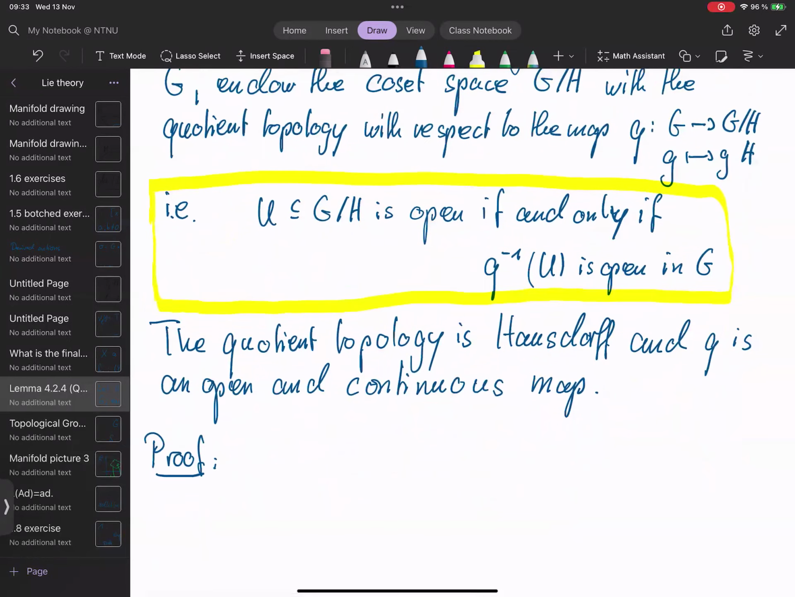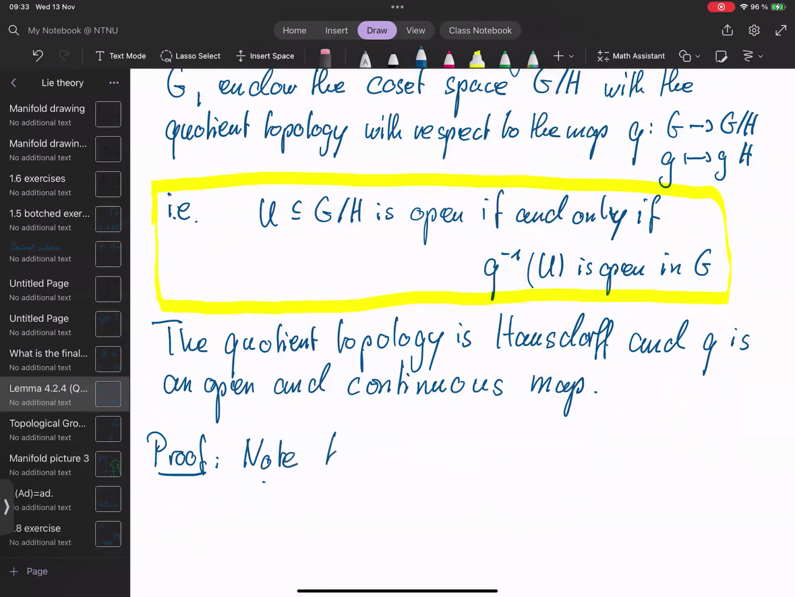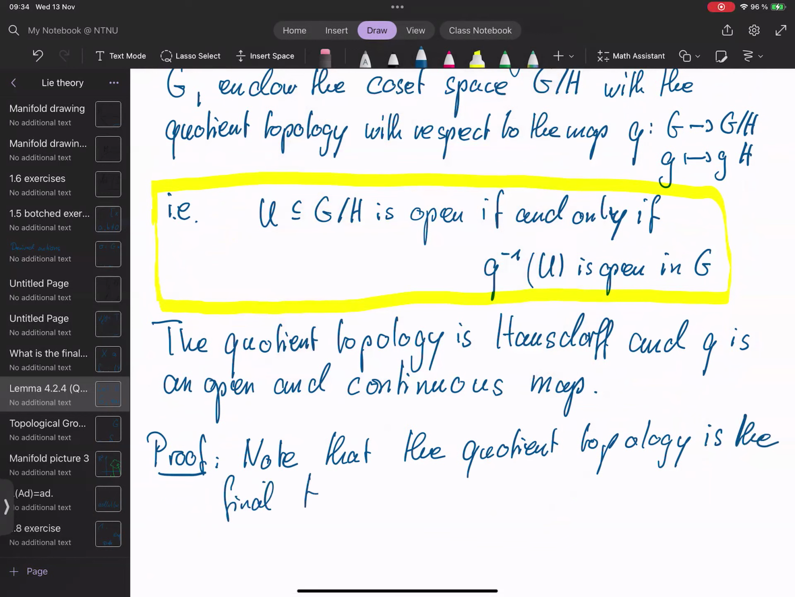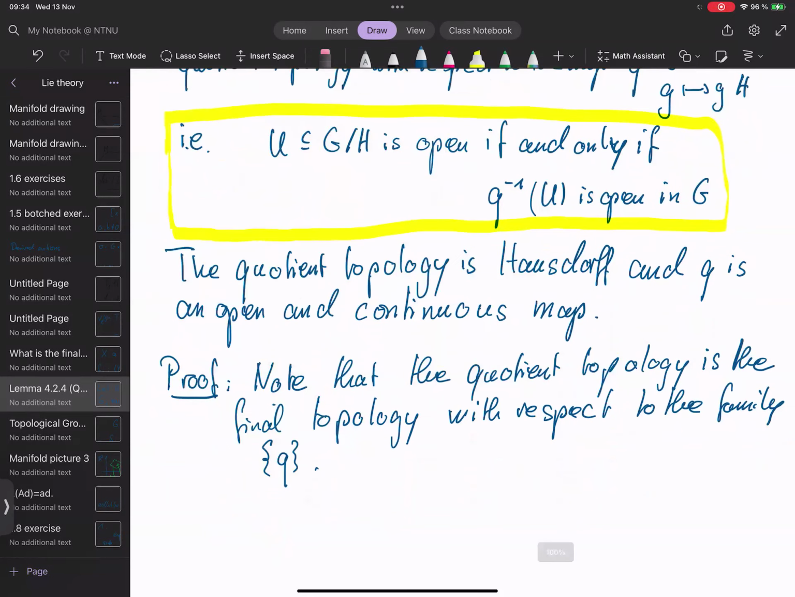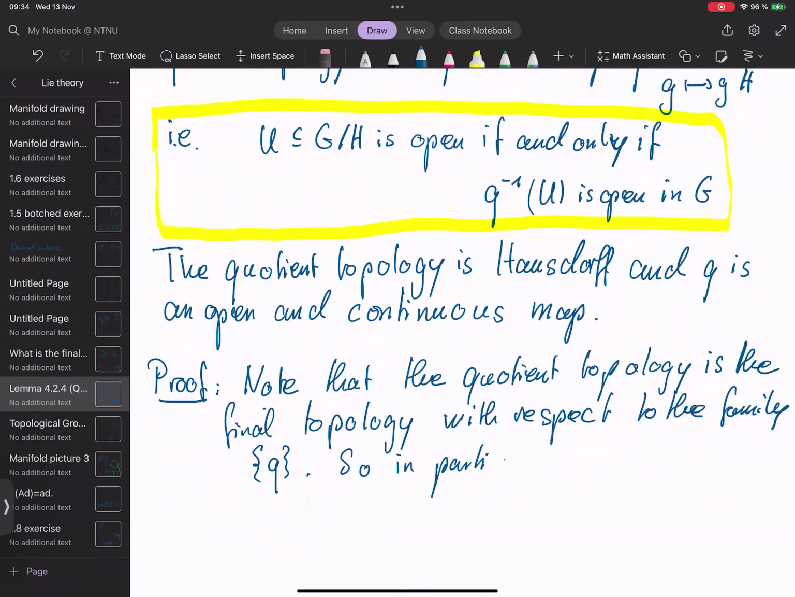So first of all, note that the quotient topology is the final topology with respect to the family of maps, which consists only of this quotient map Q. So in particular, from our knowledge on final topologies, we know that the quotient topology is a topology. Okay, great.